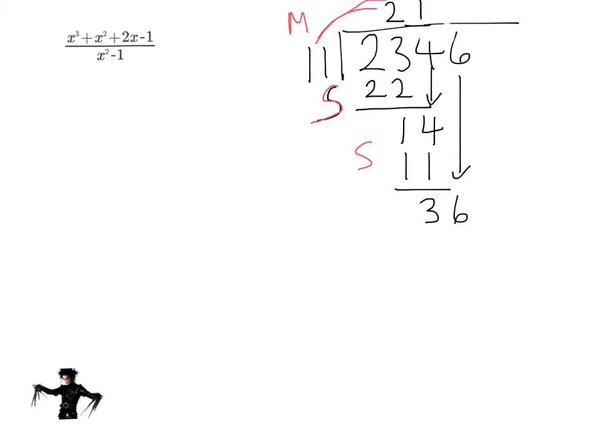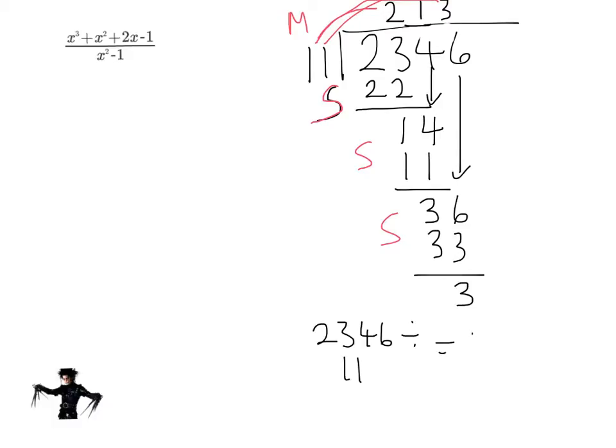So how many 11s are there in 36? There are 3. And then I'm going to say 3 times 11 is 33. And I'm going to subtract to find the remainder. So 36 take away 33 is 3. And therefore, 2346 divided by 11 is giving us a quotient of 213 and a remainder of 3.